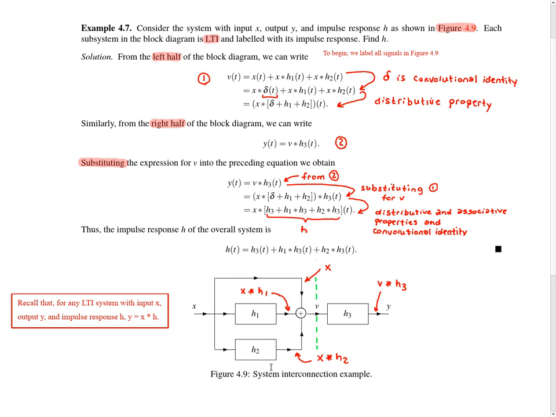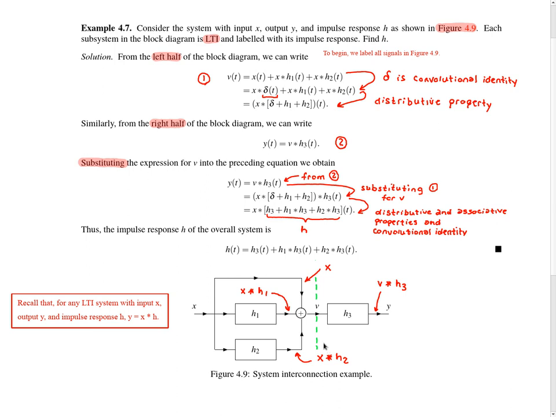And in order to do this, I'm going to use this important piece of knowledge off to the side here, which is that recall for any LTI system with input X, output Y, and impulse response H, it's always true that Y is equal to X convolved with H. In other words, for any LTI system, the output of the system is always the input to the system convolved with the impulse response of the system. And we're going to use this fact repeatedly in order to label the different signals in this block diagram.